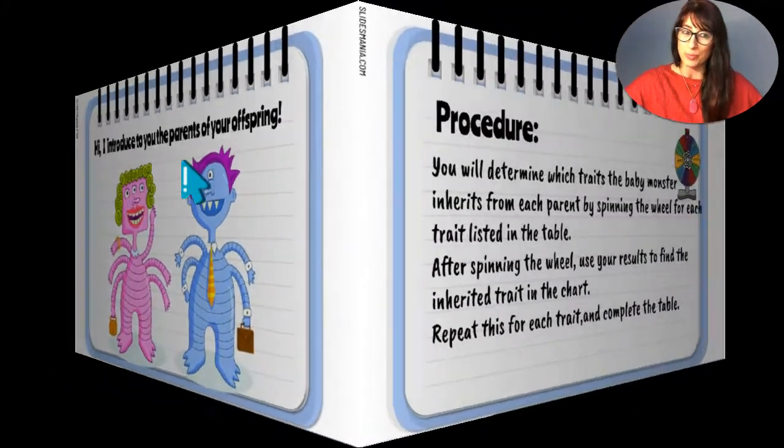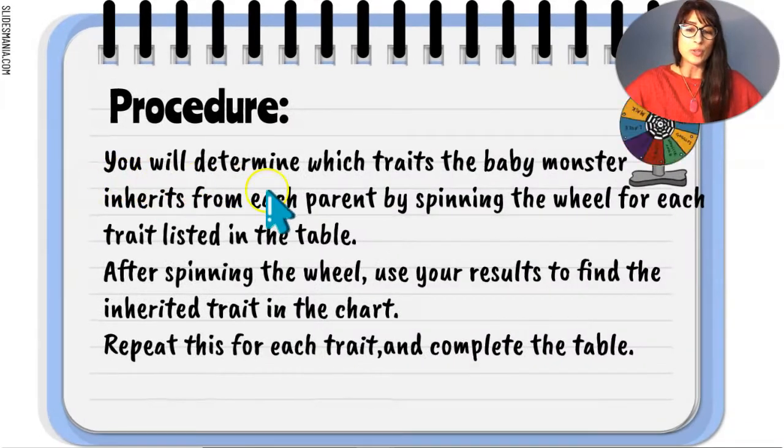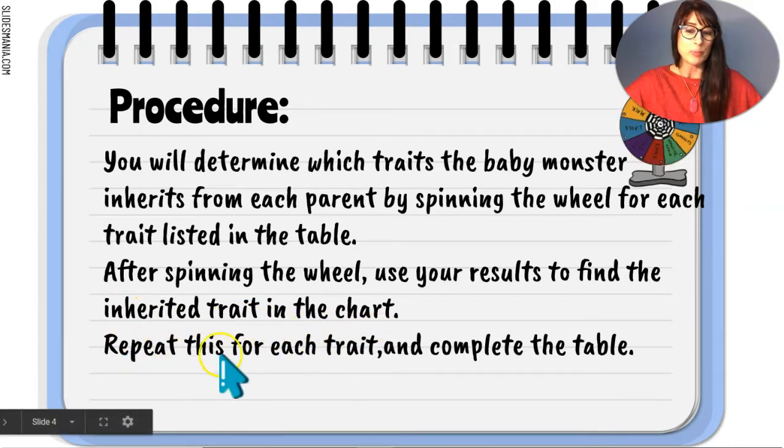The procedure for this project is the following. You will determine which trait the baby monster inherits from each parent by spinning the wheel for each trait listed in a table. I'll show you the table in just a second. After spinning the wheel, you'll use your results to find the inherited trait in the chart. We'll have to repeat this for each trait and complete the table.